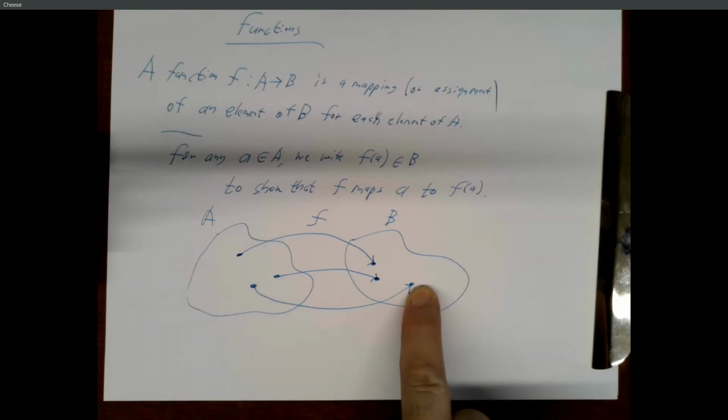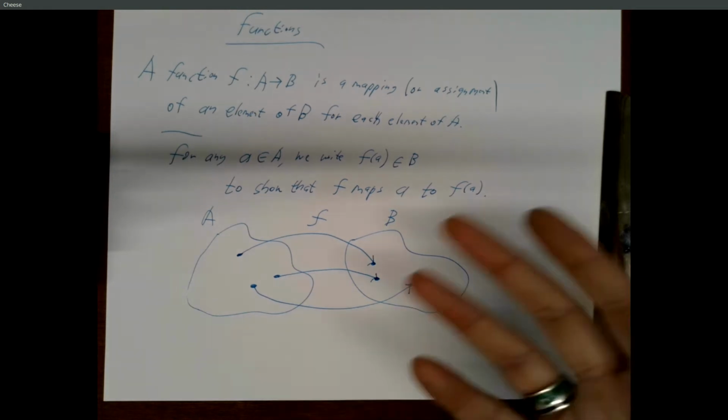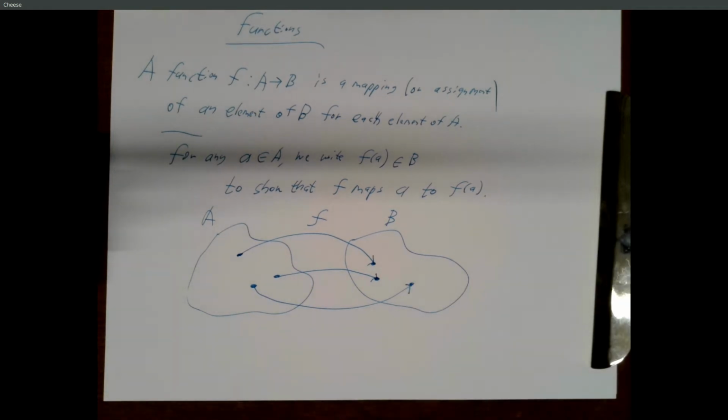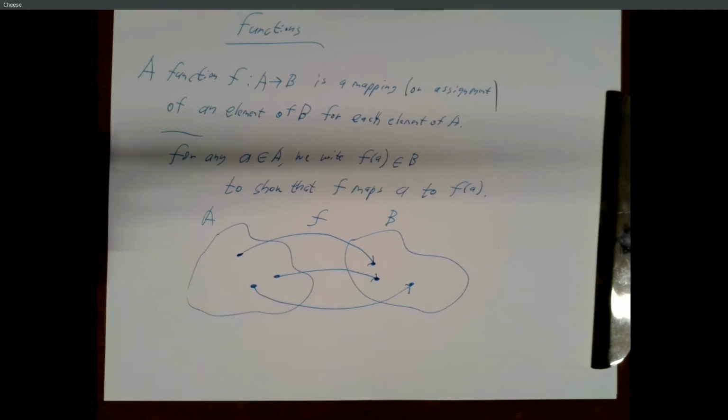So this is the vertical line test that you encounter in other courses. And if A and B are real numbers, for example, we're saying that f of 5 has to be one value. It can't be both 7 and 8. It's got to take you to one value.